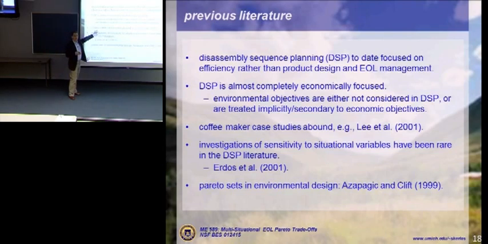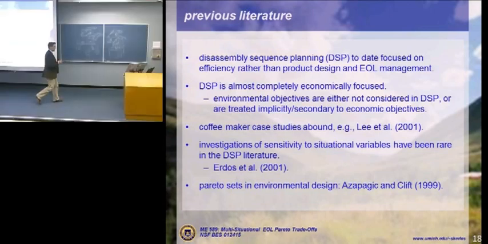There have also been a lot of coffee maker case studies, but none of which really focused on the end of life. So this contributes to that literature also. And in the disassembly sequence planning literature, there's very little planning under uncertainty or optimization under uncertainty. So this is contributing there too. And very little use of Pareto sets. So we have a whole bunch of ideas, and in this work we're pulling it all together and hopefully making some progress.